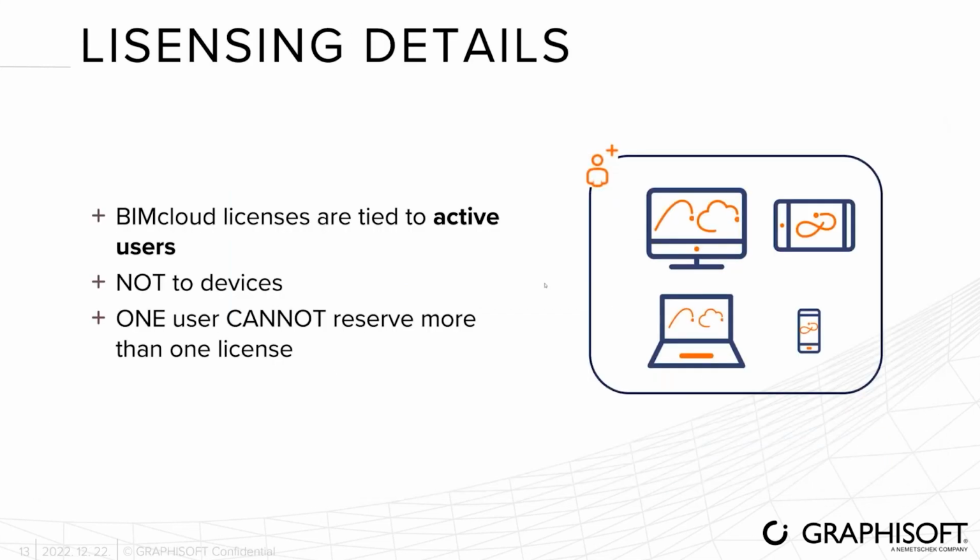So for any BIMcloud license, they are actually tagged to the active user and not to the devices. So let's say you have 4 different licenses, if nobody is using them, it will be a floating license. And if someone is using the BIMcloud, then it will be automatically assigned to this user when he's using the BIMcloud for any teamwork project. So one user cannot reserve more than 1 license.